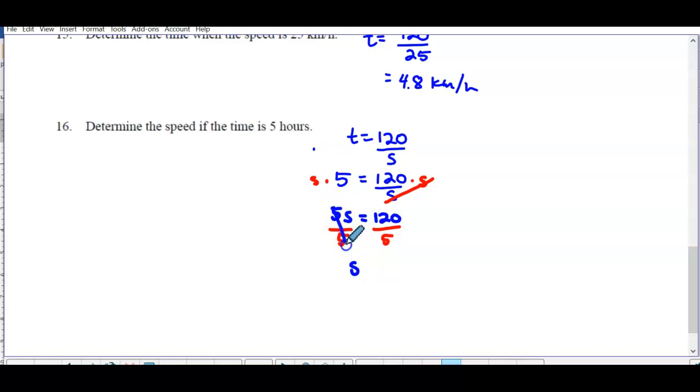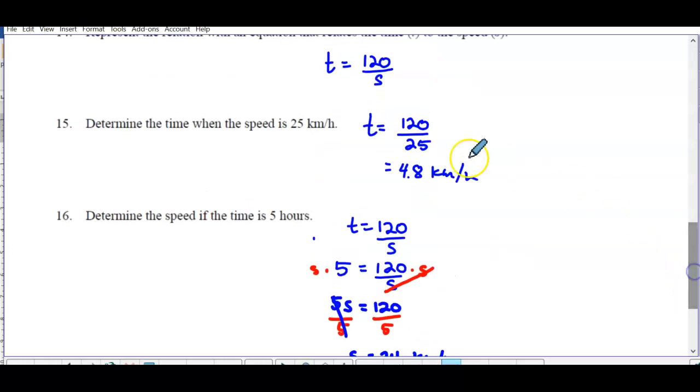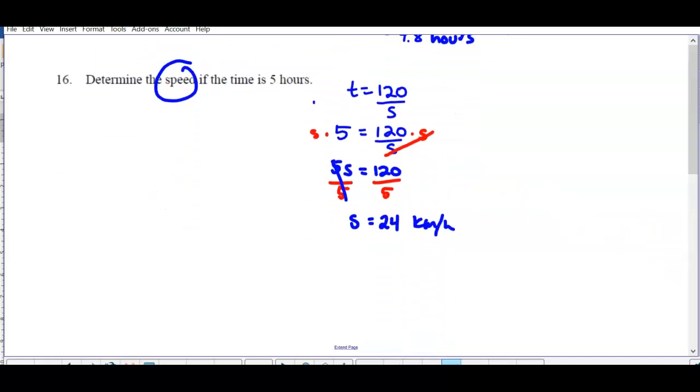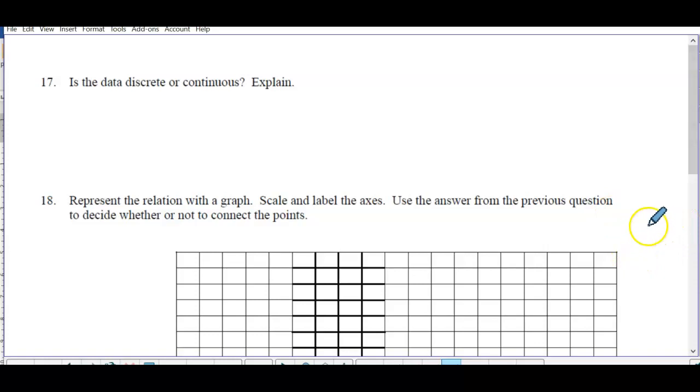And so those will divide out. So s equals 120 divided by 5, which is, what is that? 24. And that will be your speed, so kilometers per hour. And I just realized I made a mistake here in the units back up in the previous one. This should be hours. Okay, determine the time, and this was speed. So go back and change that in question 15. And, oh yeah, I forgot we have to graph it too.